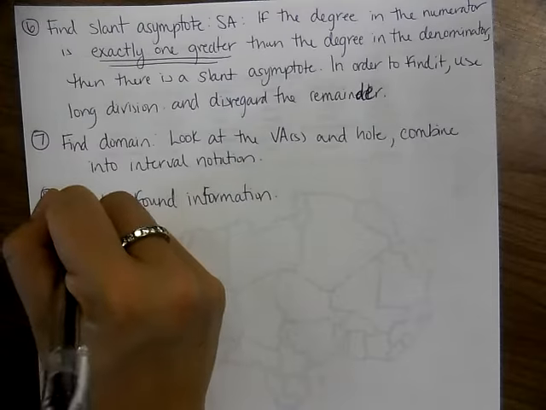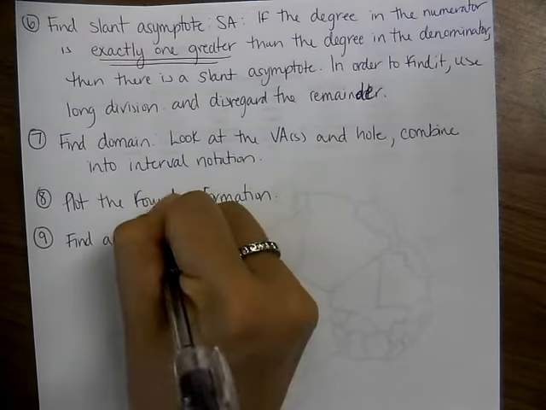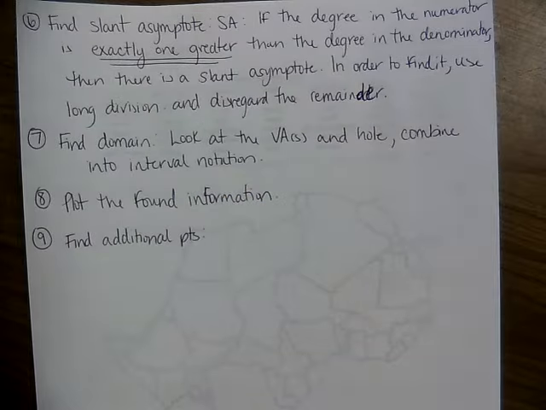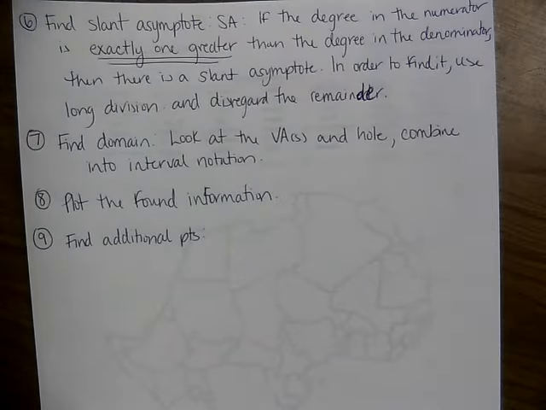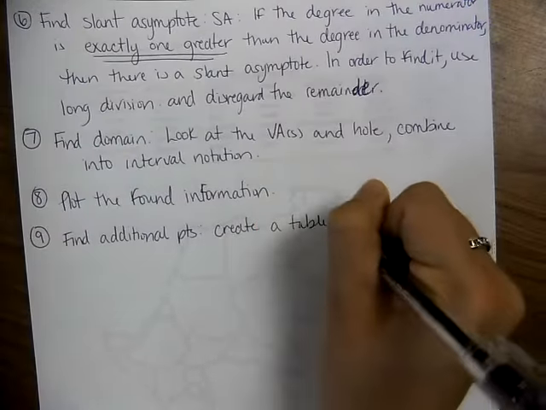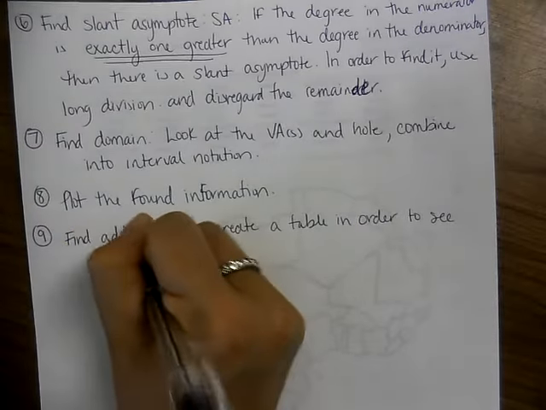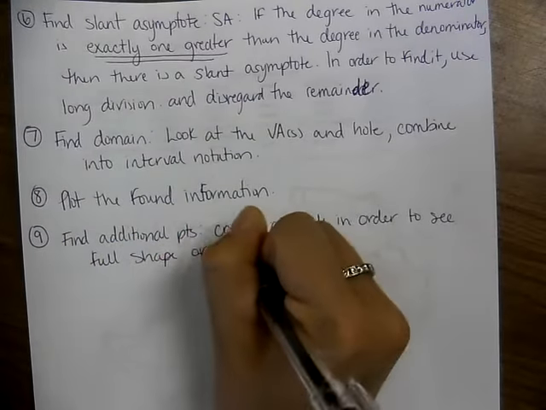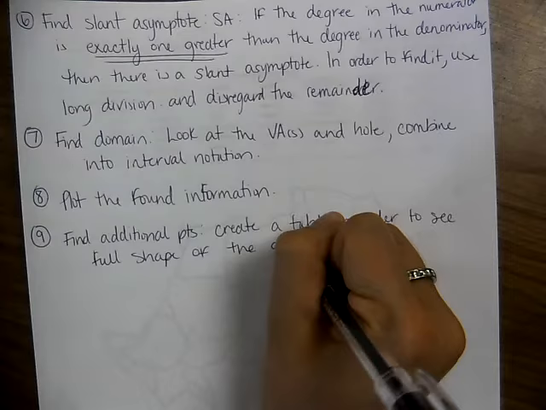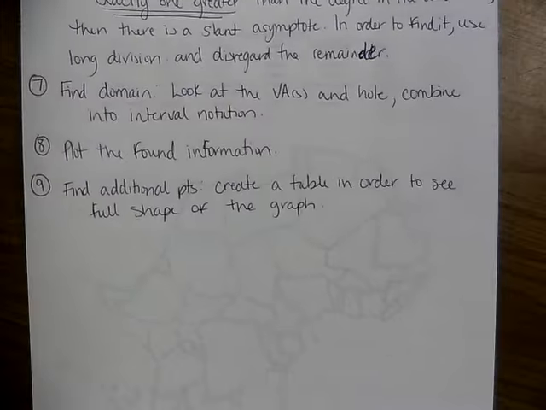Step 9, you're going to find additional points. Okay, so this is where you're creating a table. And you're just choosing points that are going to show you the full shape of the graph. So create a table in order to see the full shape of the graph. Now that could mean that there's 3 points on your table. That could mean that there's 13 points on your table. It just really depends on the graph and what you need to see.